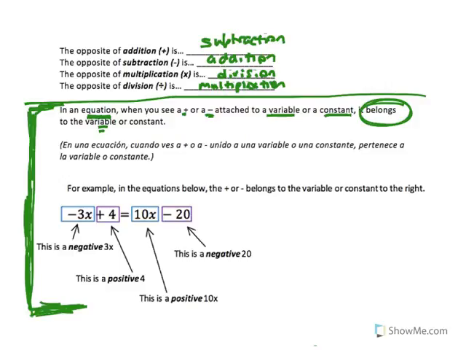What does it mean to belong to something? It means that you are a part of it and you cannot be separated from it. So for example, in the equations below, the positive or negative sign belongs to the variable or the constant to the right, which means it cannot be separated.